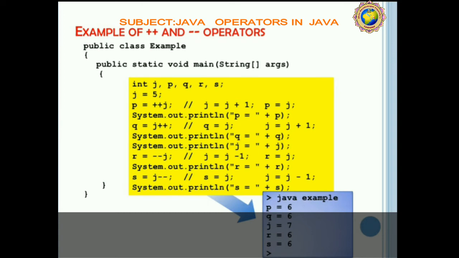Now r = --j, that is a decrement operator. Same as before, it decrements first and then prints the value. So r = 7 minus 1, that is 6. Now s = j--. So s = j and then j = j - 1, so the value of s is 6.